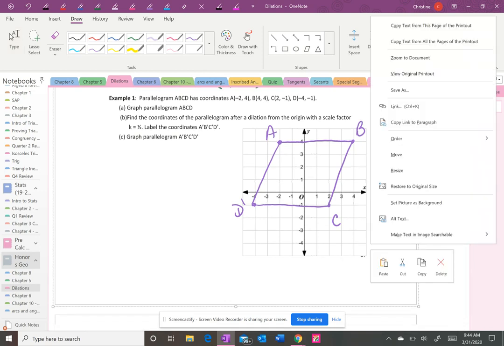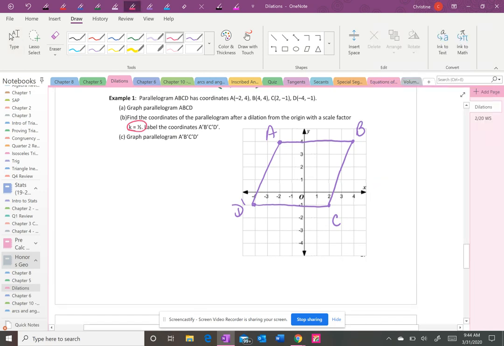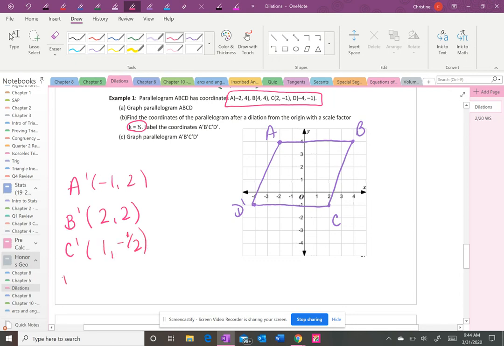Okay, then it says it has a scale factor of 1/2, which means that this is going to be shrinking. In order to get the new coordinates, you take your old coordinates and multiply them by the scale factor. So A prime would become negative 1, 2. B prime would become 2, 2. C prime would become 1, negative 1/2. And D prime would become negative 2, negative 1/2.